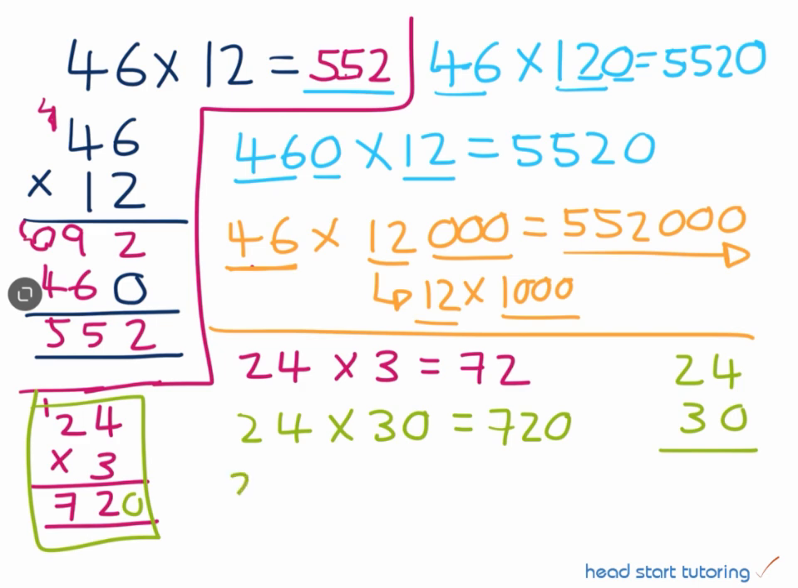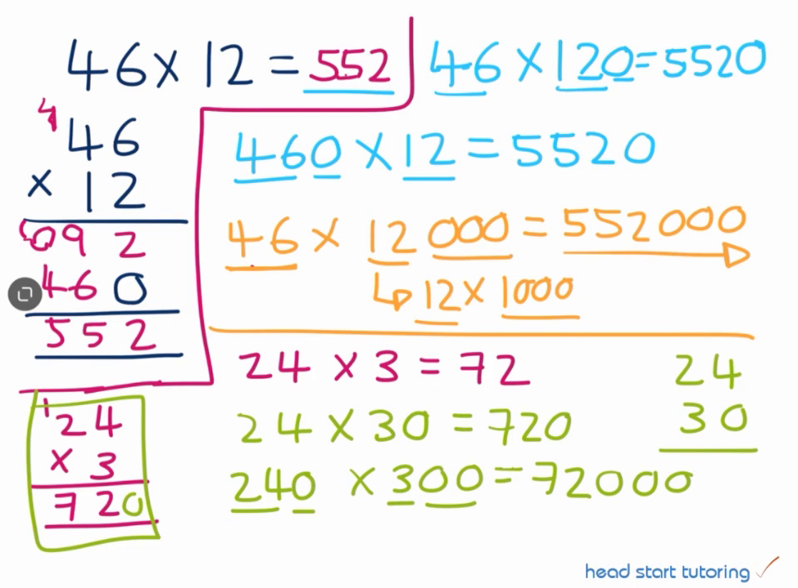And in the same way, if we've got 240 times by 3, or let's say 300, we can say 24 times 3, which is 72, and then we times it by 10 to give us 720, and then we times it by 100 to give us 72,000.